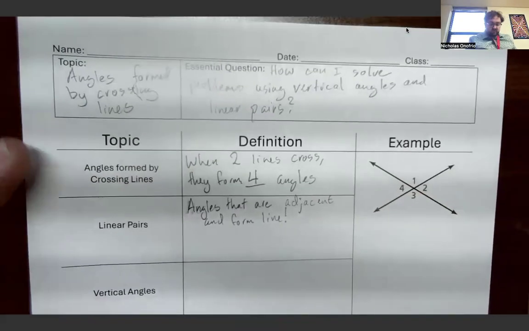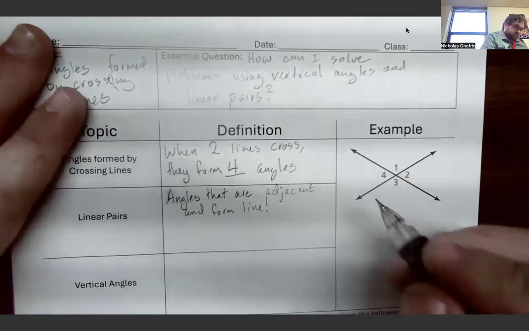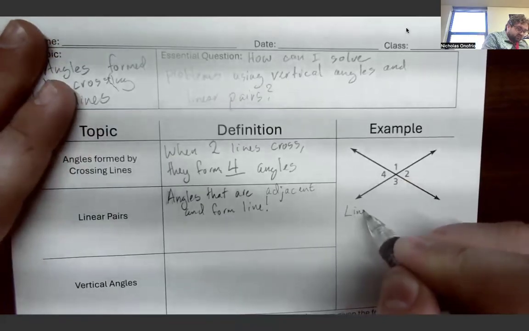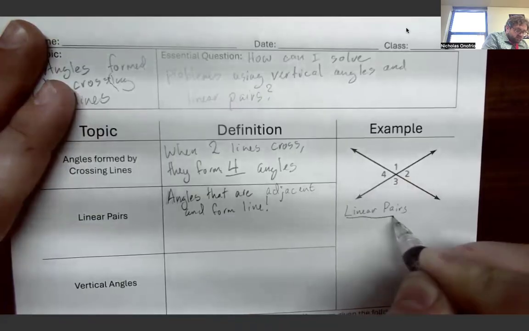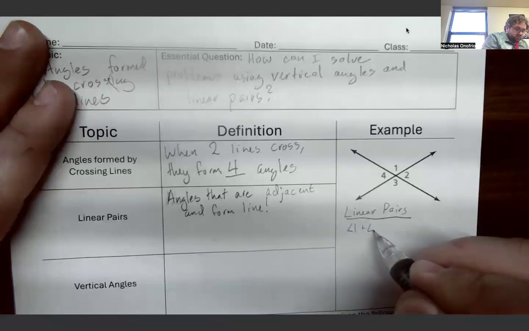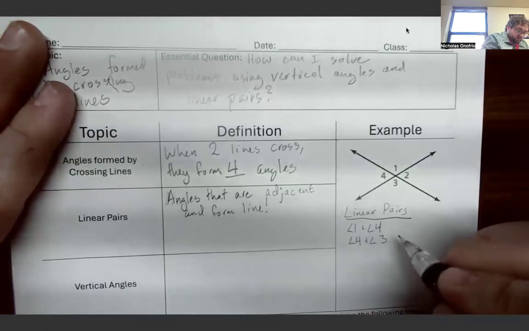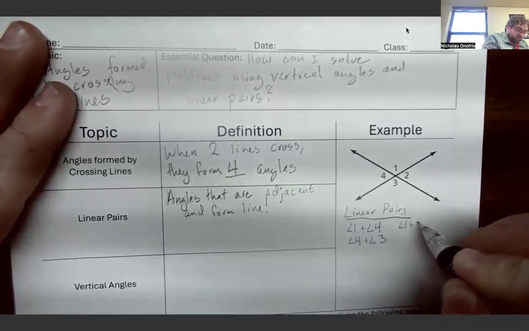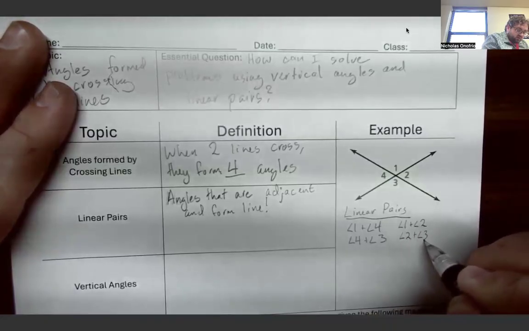So if we look over at our diagram, we have a bunch of linear pairs here. I usually abbreviate linear pairs as LP, but I'll write it out today. Our one example of a linear pair is angle 1 and angle 4. Another example would be angle 4 and angle 3. You could also do angle 1 and angle 2, or angle 2 and angle 3.